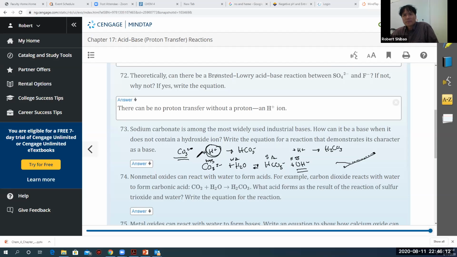Carbonate's called a dibasic base because it can accept 2 protons. Here it's the first proton. That's what we look at usually and then stop there, but it's dibasic. It can accept another proton here from carbonic acid. Carbonic acid is not a base at all, but bicarbonate is. It's both an acid and a base.